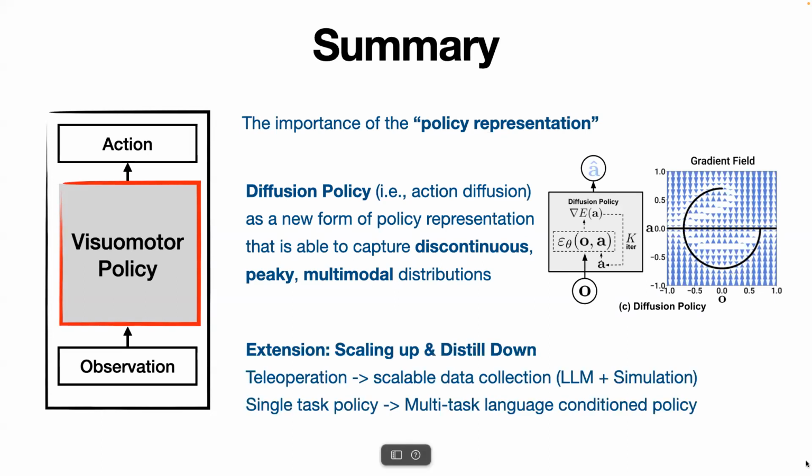And then I also talked about extensions to address some potential issues of diffusion policy. That's basically we can scale up the data collection instead of doing teleoperation. Maybe we can make use of large language models and simulation state to help us collect more robot data for different tasks. And we can also easily extend the single task policy to multitask by considering language conditions. And I think that's the end of my talk.